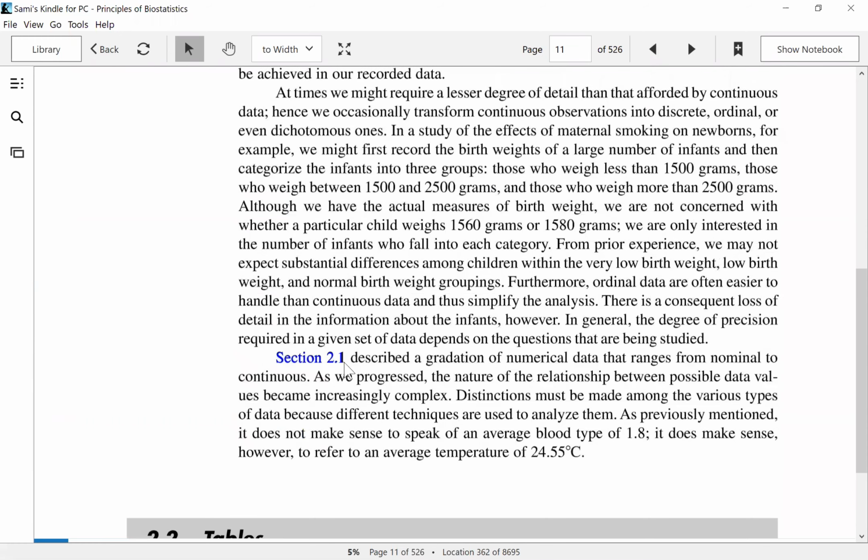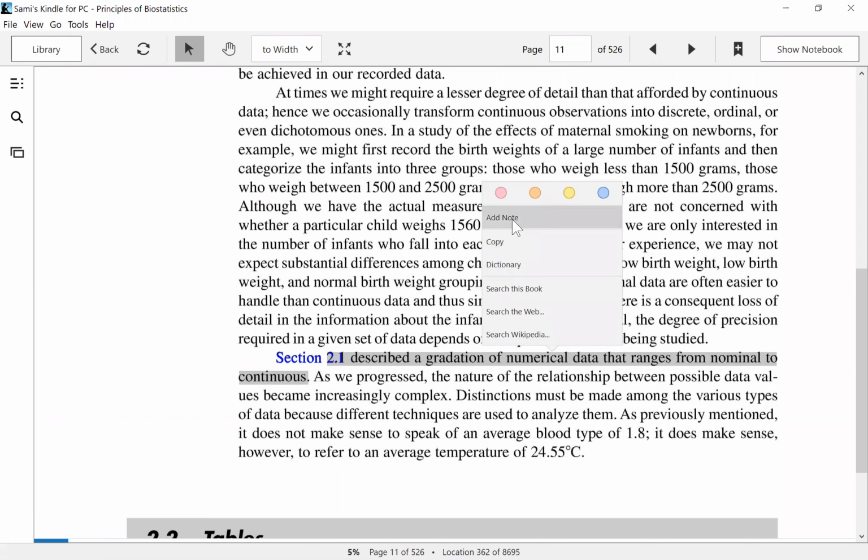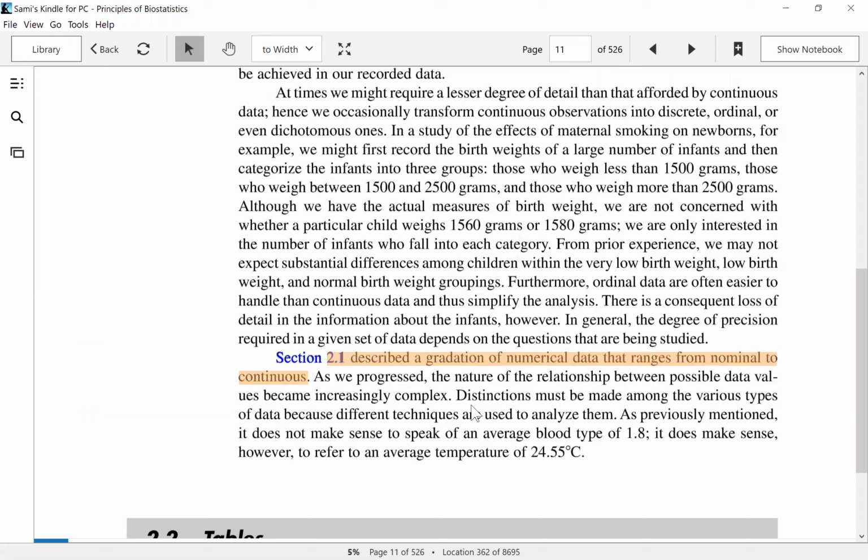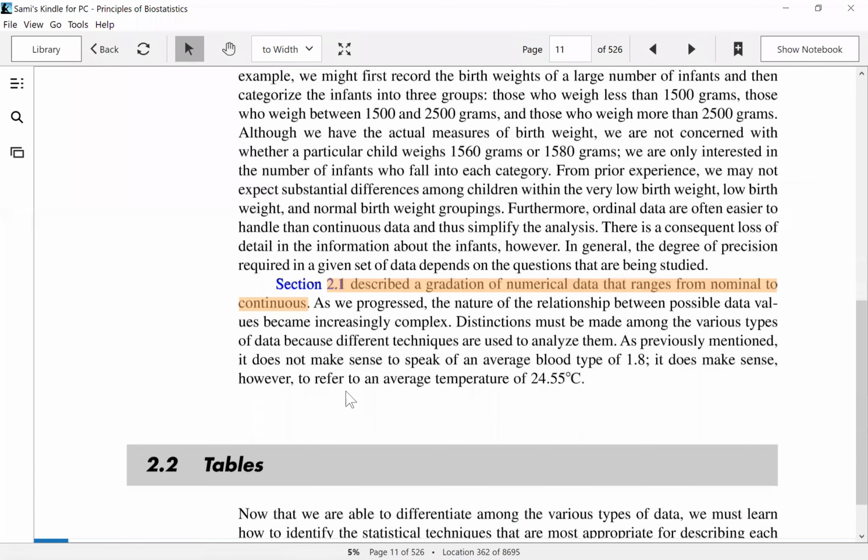So section 2.1 describes the gradation of numerical data that ranges from nominal to continuous. As we progress, the nature of the relationship between possible data values becomes increasingly complex. Distinction must be made among the various types of data because different techniques are used to analyze them.